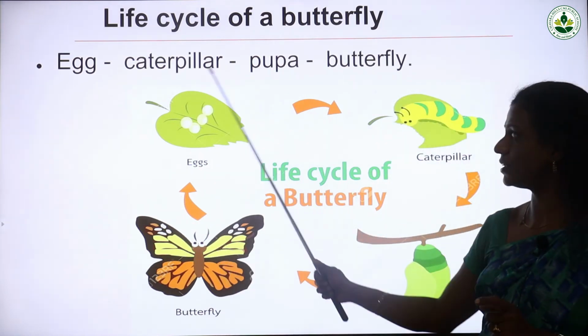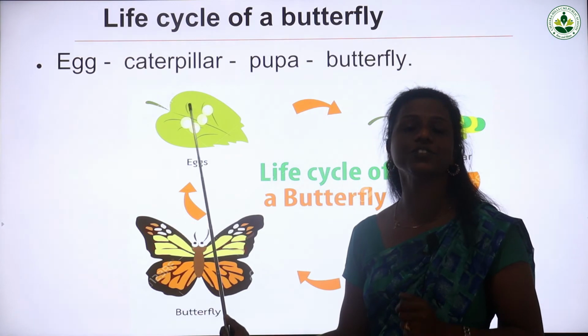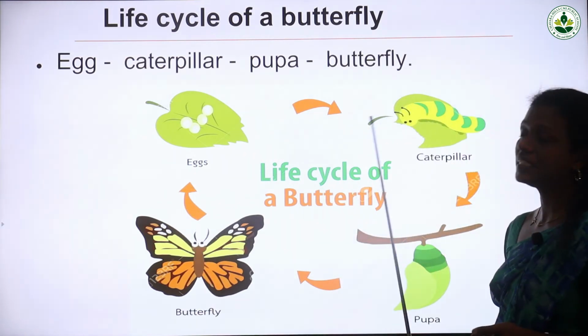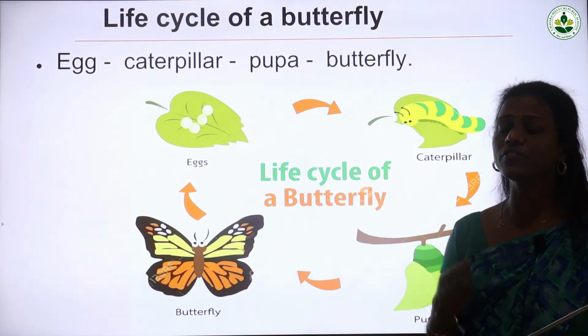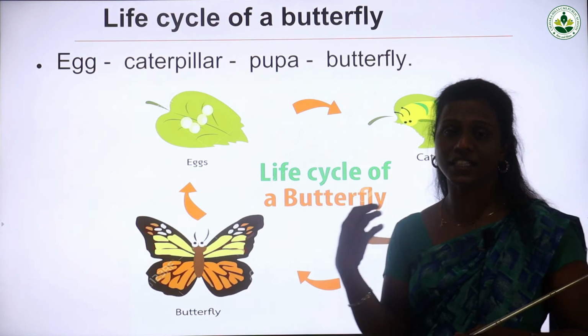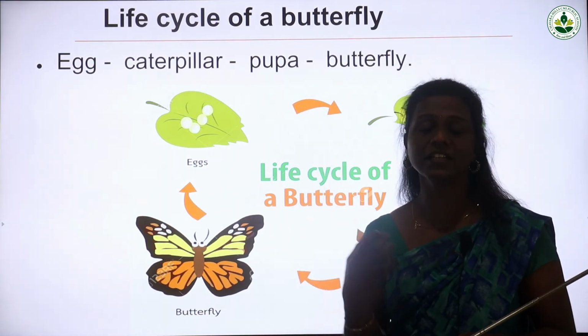So the first stage is laying eggs, and in the second stage it will hatch into a caterpillar. The caterpillar will eat the leaves. They will eat a lot of leaves and become very large in size. At that time, they are shedding their coverings. They will shed their coverings.